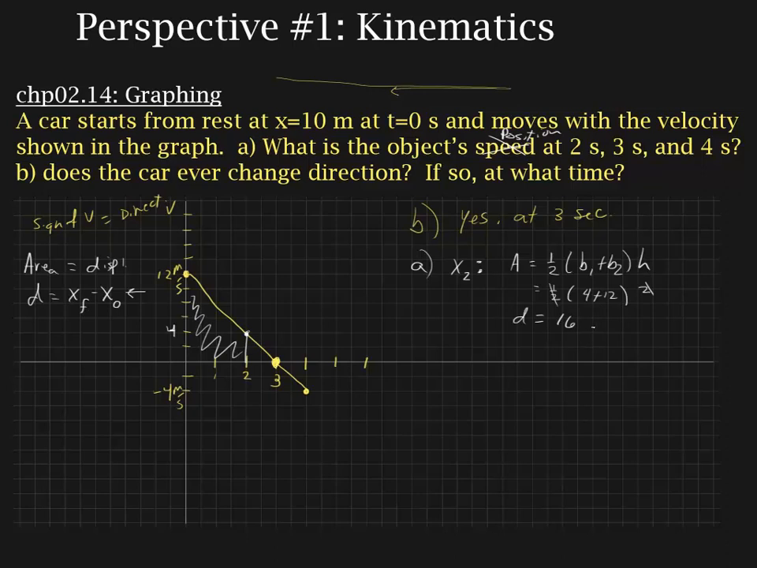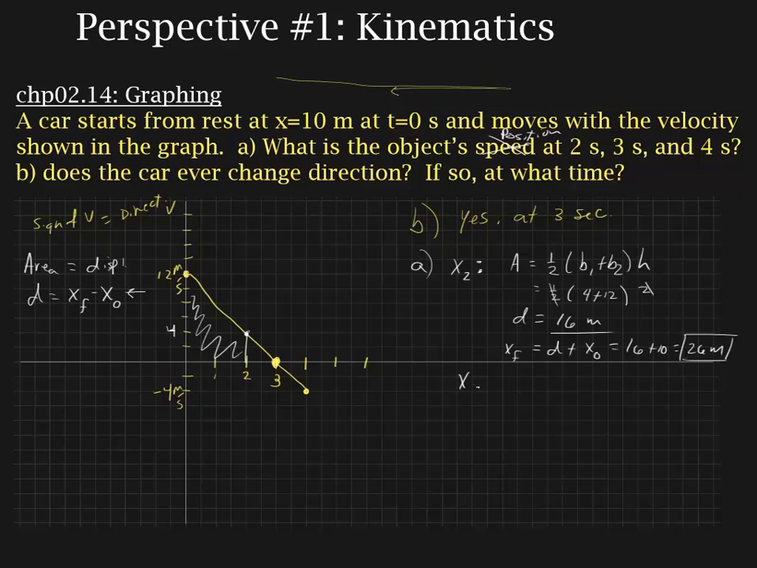Now remember, that's the displacement. So there's a relationship. We're going to use this relationship, and we get the final position is equal to the displacement plus the initial position, or 16 plus 10, which is 26 meters. So that's our answer for time t equals 2.